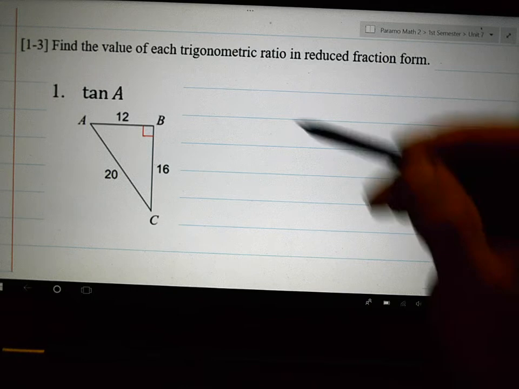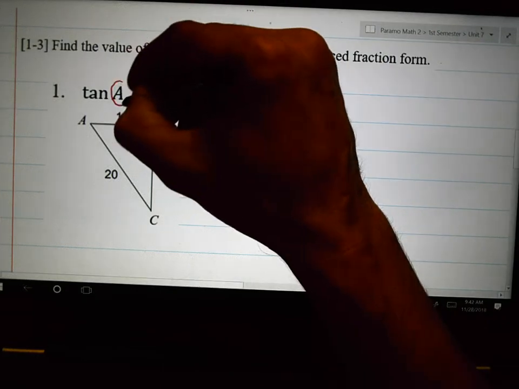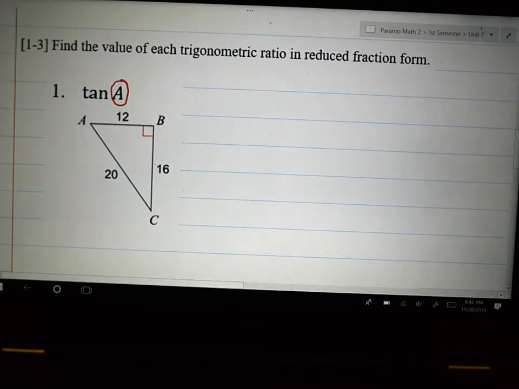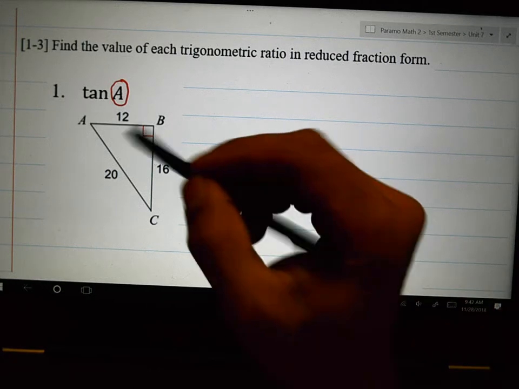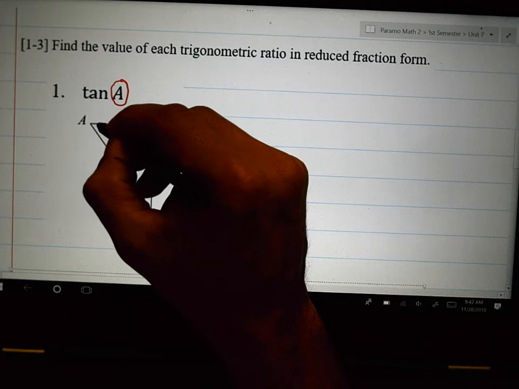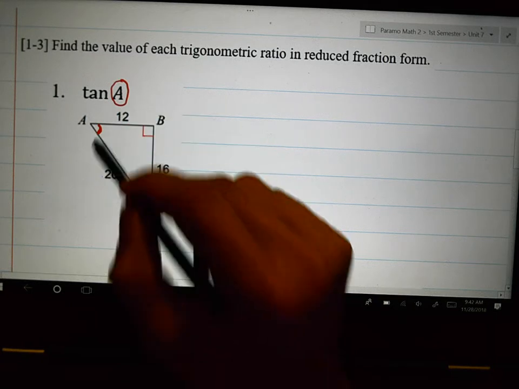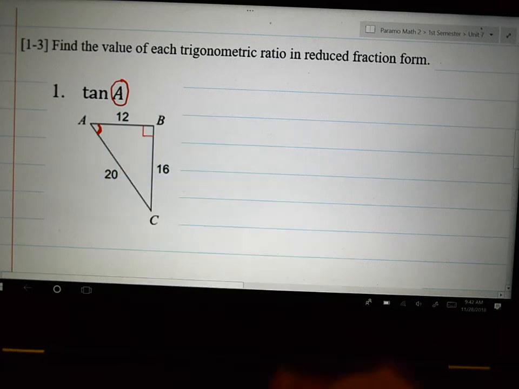So the very first thing I do is I look at which angle did they tell me to find, angle A. Then I go to angle A and I highlight the angle by putting a little arc there. We're talking about this angle. That's what step number 1 says, highlight the angle. I highlighted the angle. Now I need to label which one is the opposite, which one is the hypotenuse, which one is the adjacent. Oh-ha! That's what we're going to do right now.